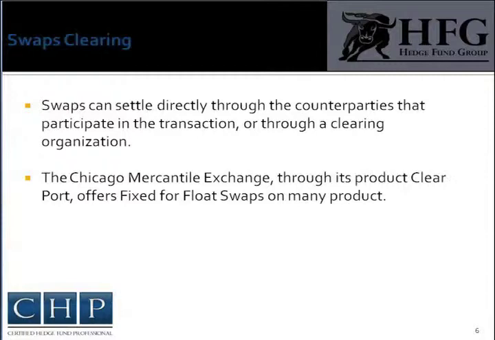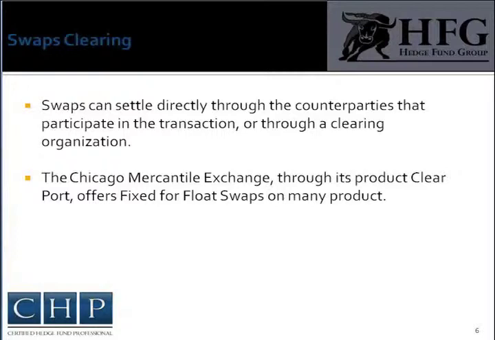Swaps can settle directly through counterparties that participate within a transaction or through a clearing organization. The Chicago Mercantile Exchange offers swap products which are cleared through its clearinghouse. This will eliminate credit risk. The trades themselves are organized through brokers or counterparties themselves, but are cleared through the CME. And in these cases, margin will be posted similar to the way margins are posted for futures.